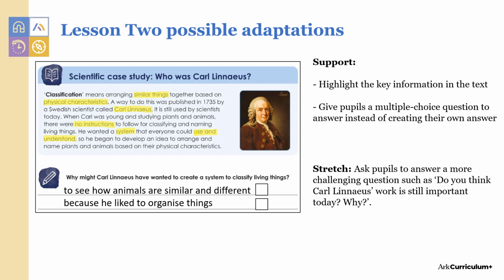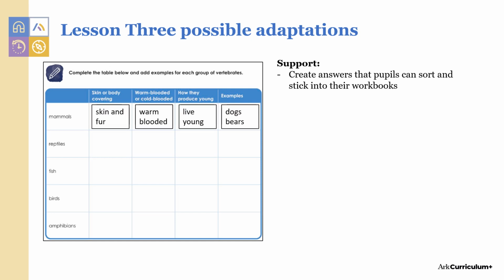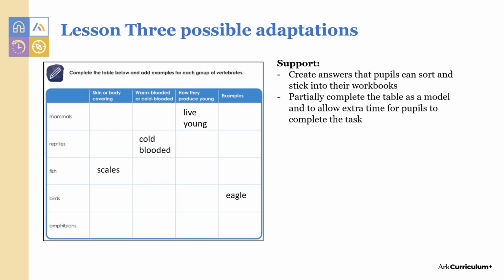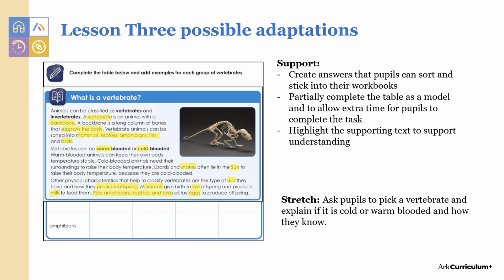In this activity, pupils are asked to complete the table and add examples for each group of vertebrates. To support pupils, you could create answers that pupils can sort and stick into their workbooks, partially complete the table as a model and allow extra time for pupils to complete the task, highlight supporting text to support understanding. To stretch pupils, you could ask them to pick a vertebrate and explain if it is cold or warm-blooded and how they know.